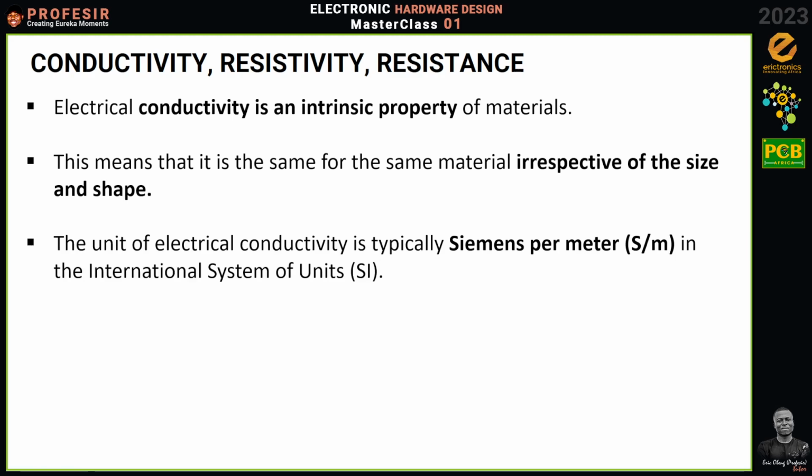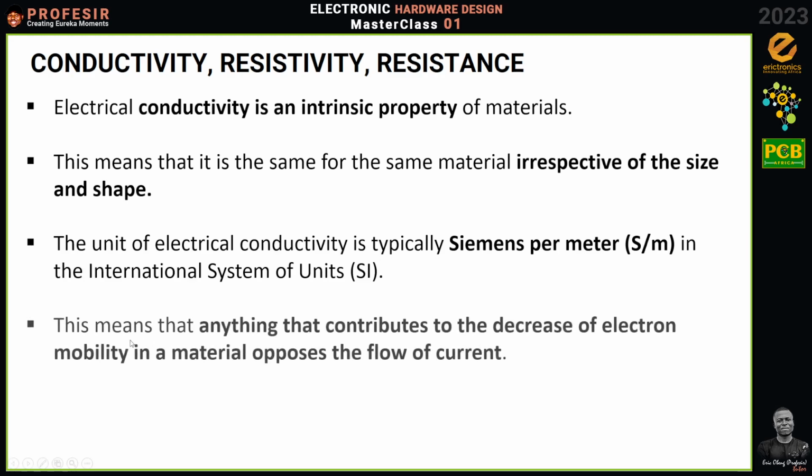Now, when we talk about electrical conductivity, it is measured in units of Siemens per meter. This is actually its SI unit. I don't usually hear people talking about this. How many of you already knew this one? Now, take note here.